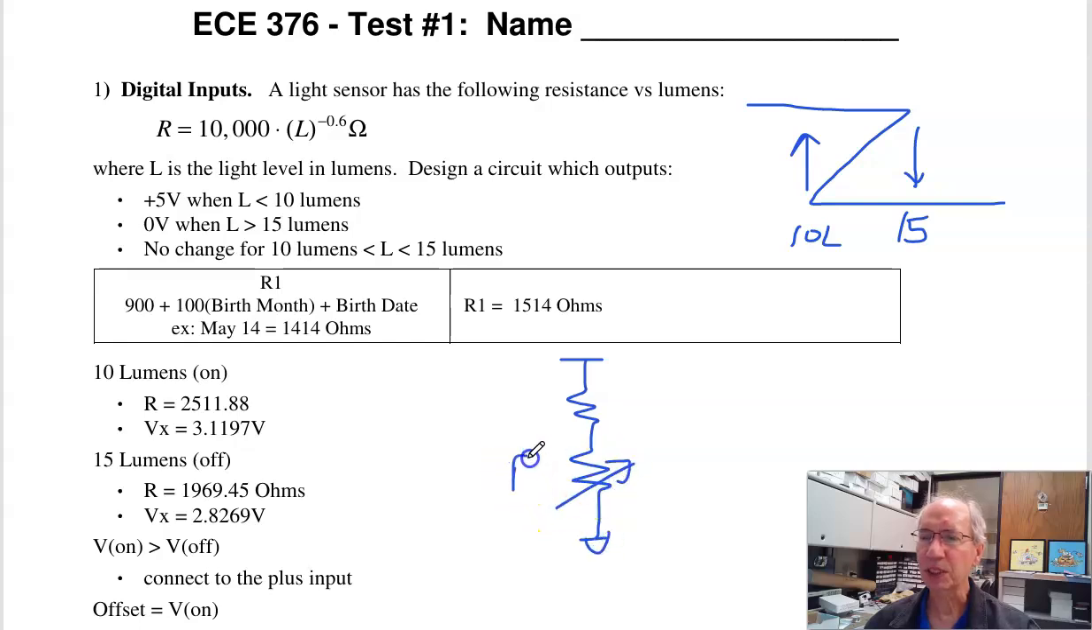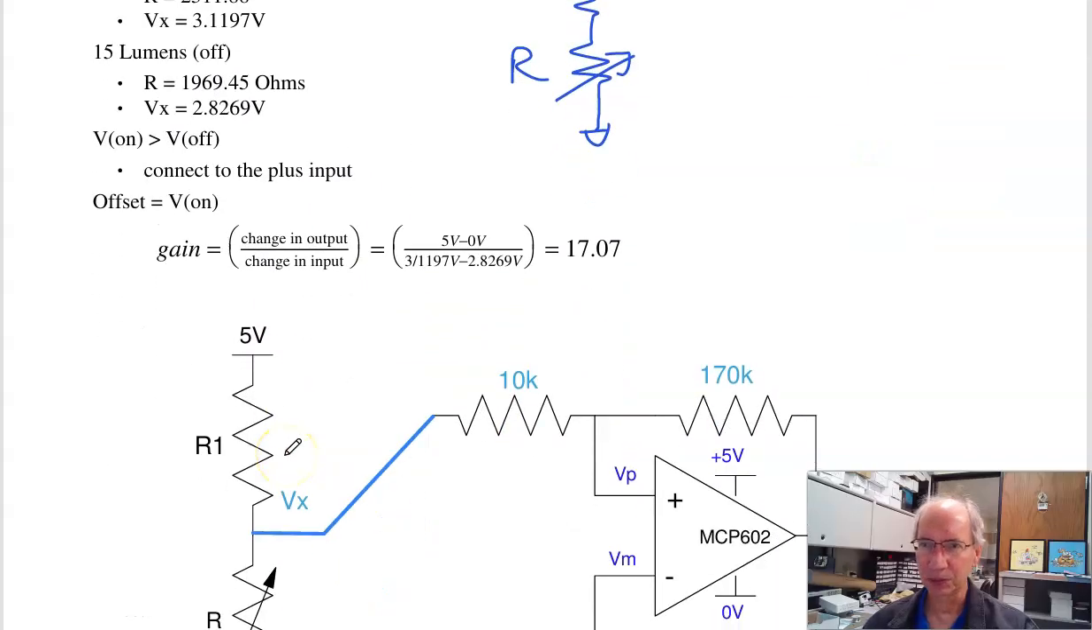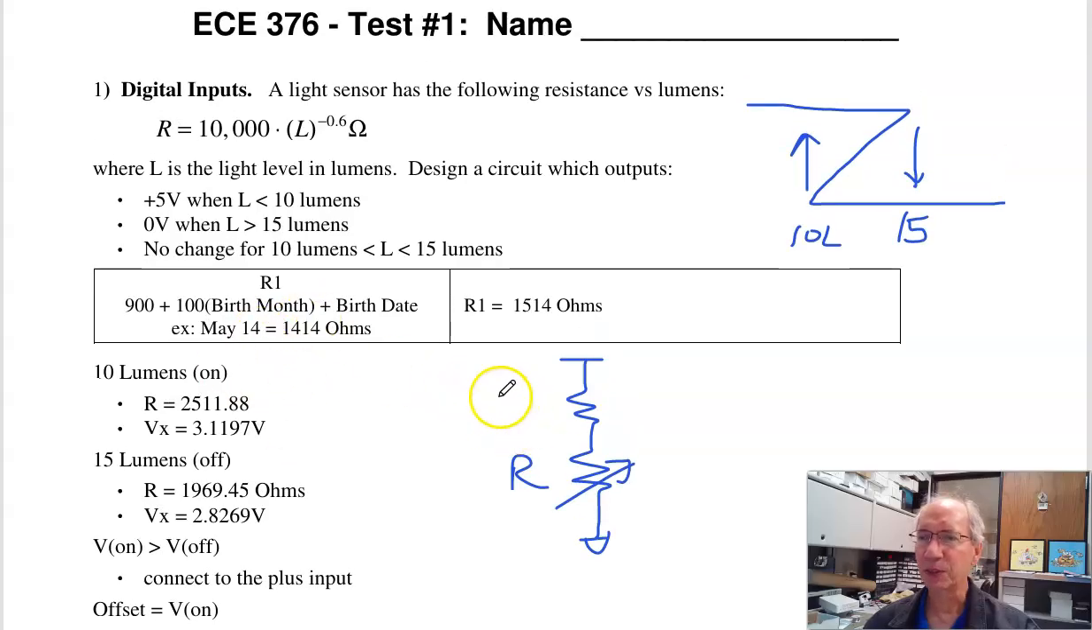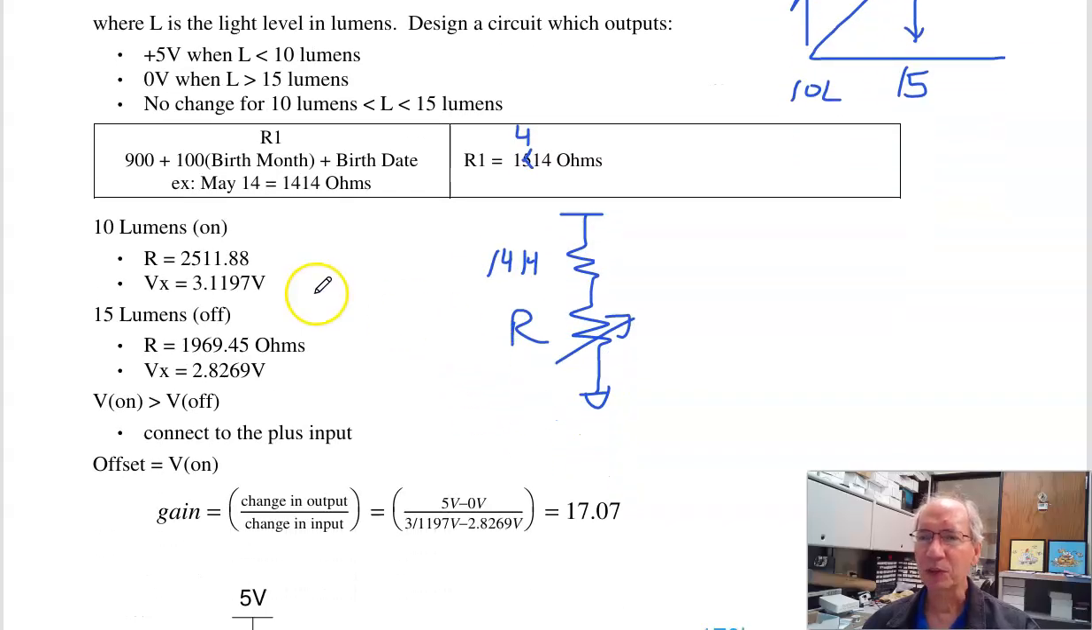Here's my resistor. I chose something in the middle. What did I choose? Oh, choose your birth date. So for me, that'd be 1414 ohms. That's if you're born on Mother's Day. Then do some voltage division.